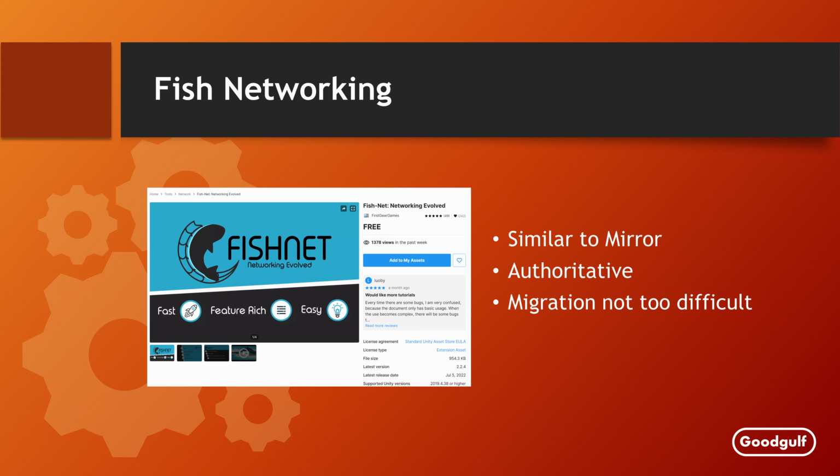First of all, you can simply switch to fish networking. It's similar to Mirror, boasts a 10-fold increase of CCUs, and the migration is supposed to be pretty straightforward. I'm going to try that soon and will report back to you. The original reason why I want to move to fish is because it's authoritative by design, and it's also free.